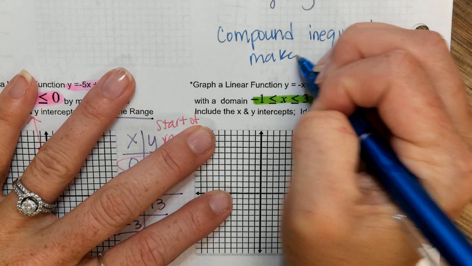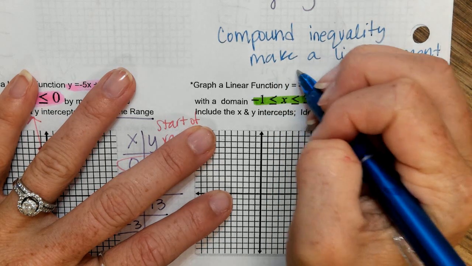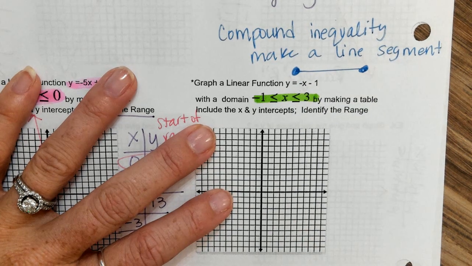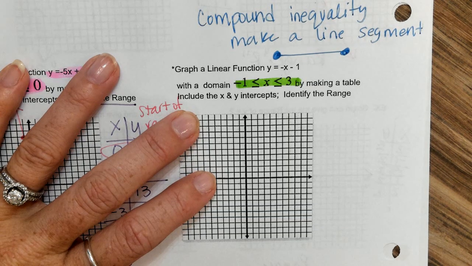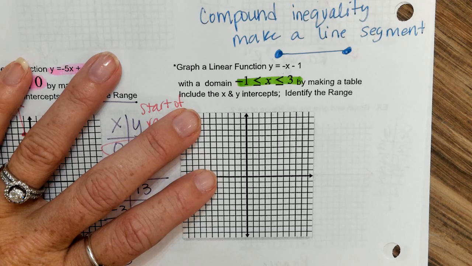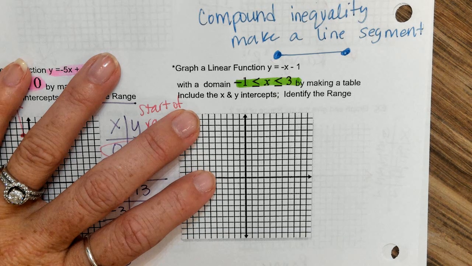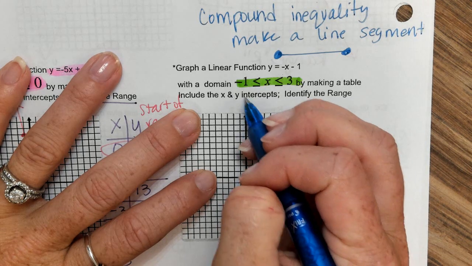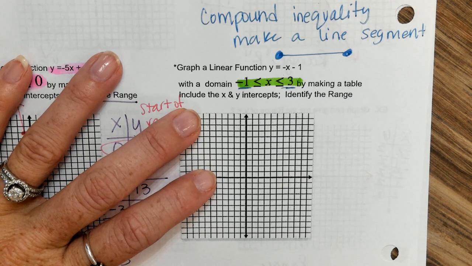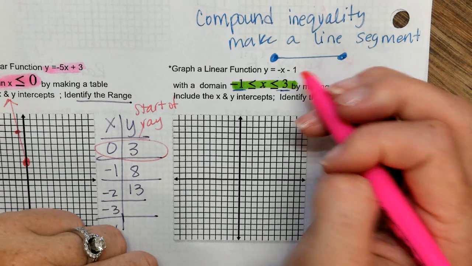Make a line segment. These are easy to do. So it's going to look like this. If you have a compound inequality, make a line segment. Do y'all want to know why these are easy? All you need is 2 dots. You need this x, and then you connect them. That's it.